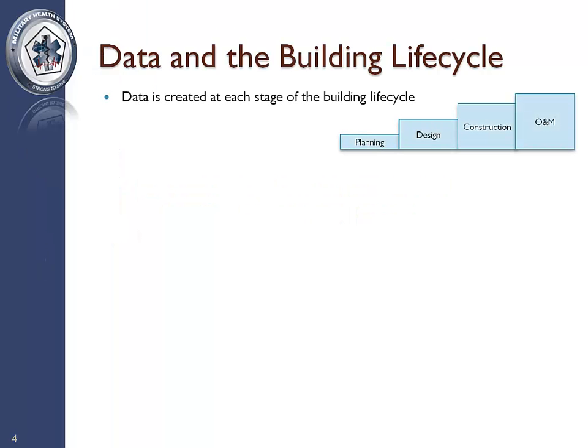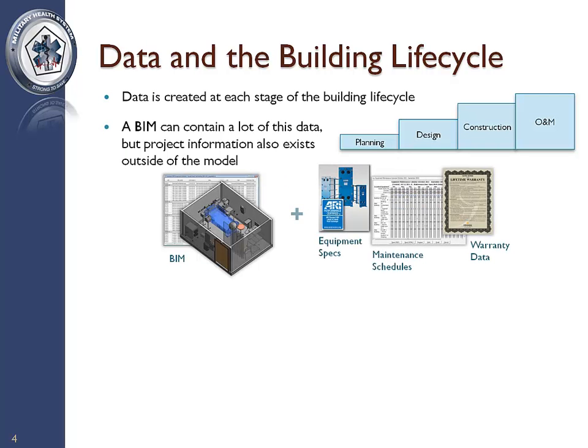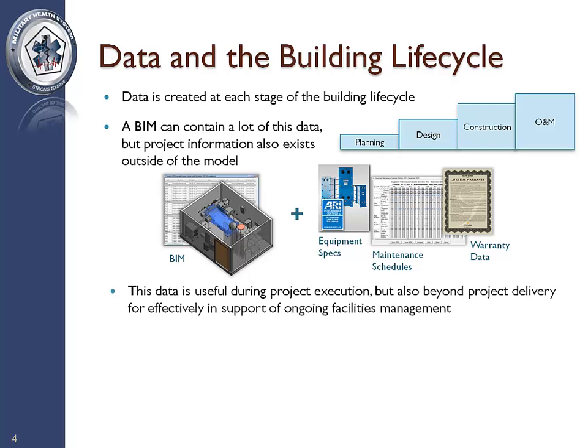Data is created at each stage of the building lifecycle. A BIM can contain a large amount of this data, but project information can also reside in many places outside of the model. Project data includes such materials as equipment specs, warranty information, and maintenance schedules. The majority of this information is created and gathered prior to the operations and maintenance phase of the building lifecycle. This data is useful during project execution, but also beyond project execution in support of ongoing facility management.